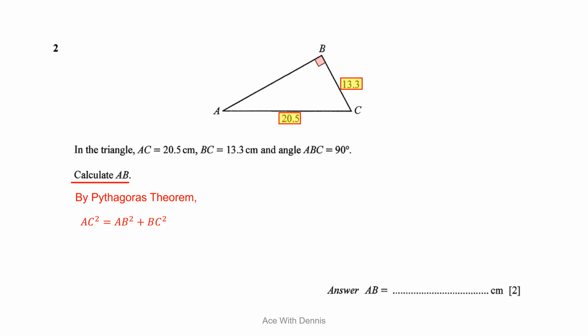AC squared equals AB squared plus BC squared. Since we want to find AB, we rearrange: AB squared equals AC squared minus BC squared. Substituting, AC is 20.5 and BC is 13.3. So AB equals square root of 243.36, and the value is 15.6 cm. Hence, 15.6 cm is the answer.